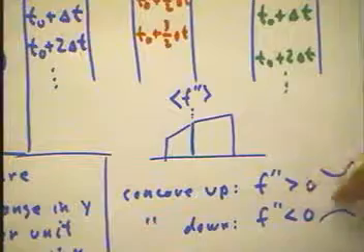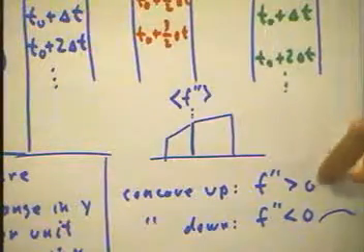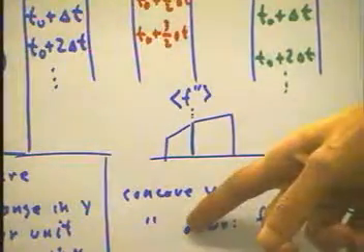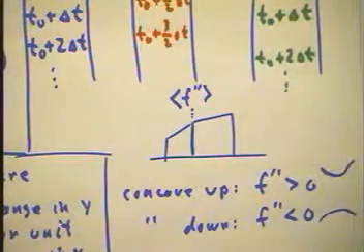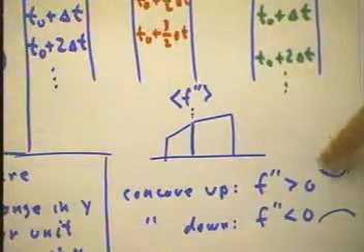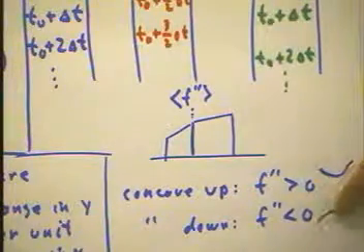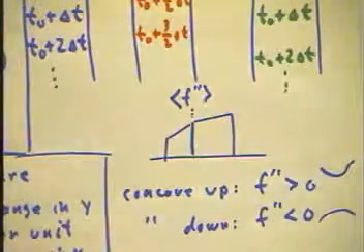When f double prime is positive, our graph tends to be concave up. When it's negative, it tends to be concave down, because a positive second derivative means an increasing derivative or an increasing slope. Negative second derivative, decreasing derivative, or decreasing slope.